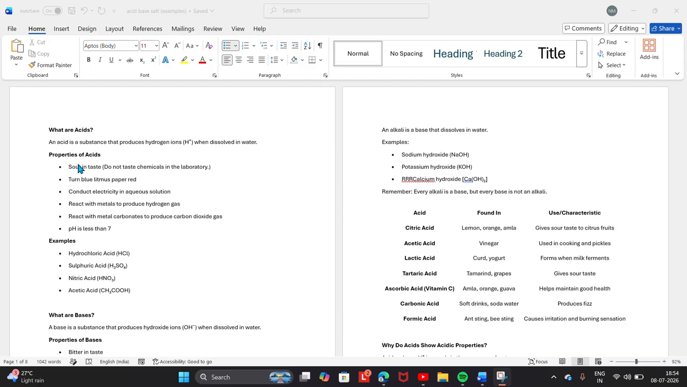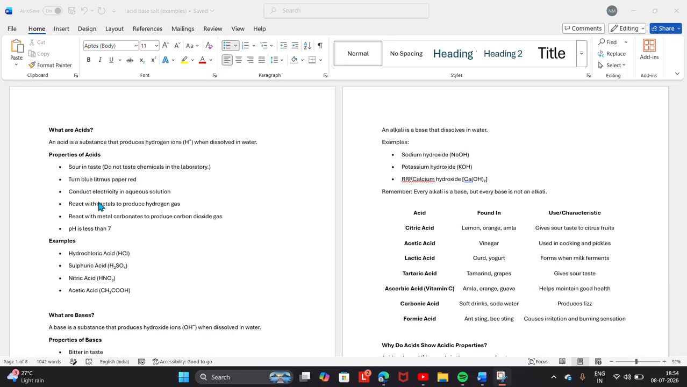So now the property on which we were defining acid earlier is now a property of acid. It's one of the properties of acid. So acids are sour in taste. And second property is they turn blue litmus red. So litmus is a purple substance that we obtain from lichens. So it is an indicator. Indicator is a substance which will change color when dipped in acid or bases. So if we use a blue litmus, it will turn red when it is dipped in acid.